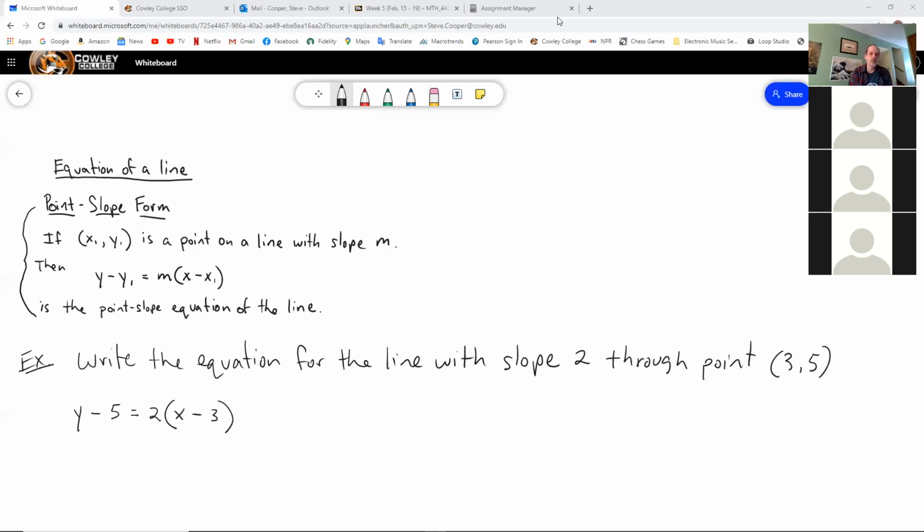Okay. Let's do another one. We're going to do an example where we're going to go with a slope of -1 through the point (-1/2, -2).